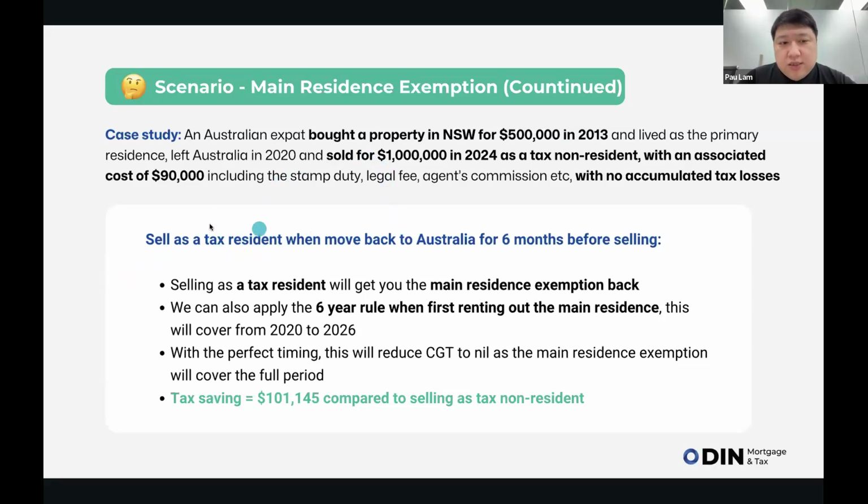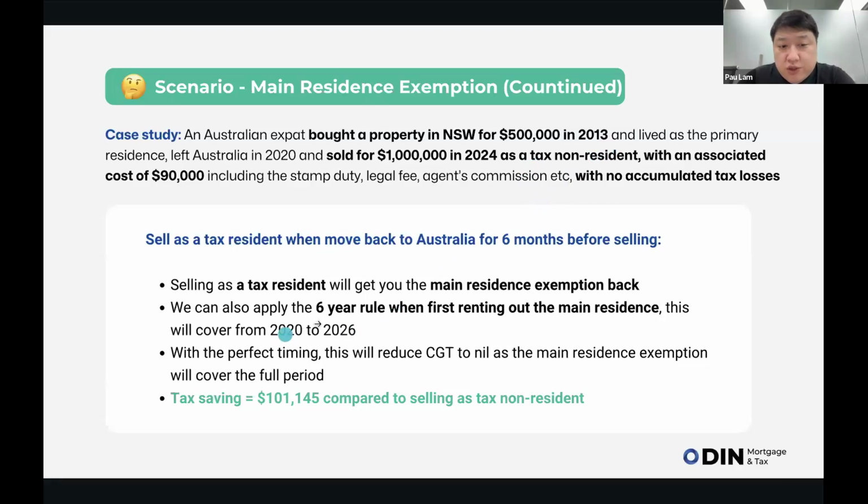This is where everything changes. To secure this status, I would say go back and stay at least 6 months to make sure you can be seen as a tax resident before you sell the property, so you can claim the main residence exemption. If you can apply the main residence exemption under this scenario, because you've been living in the property from 2013 to 2020 as your main residence, you pay no capital gains tax for those 7 years.